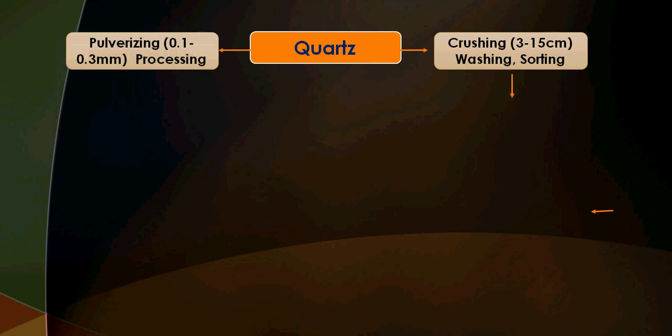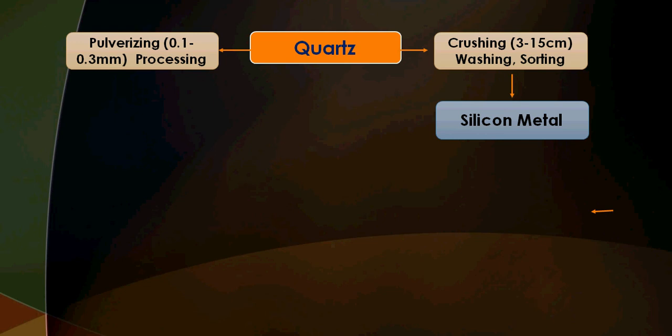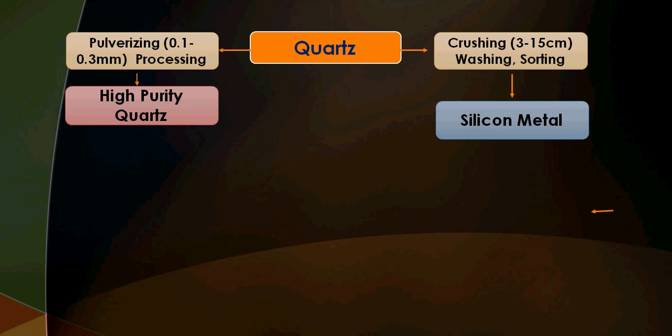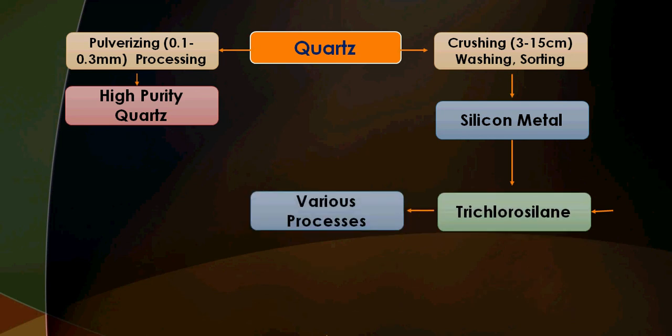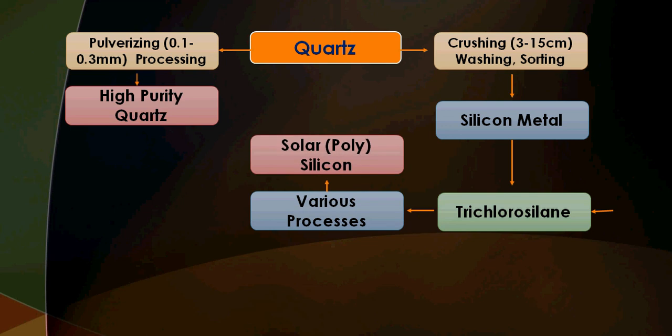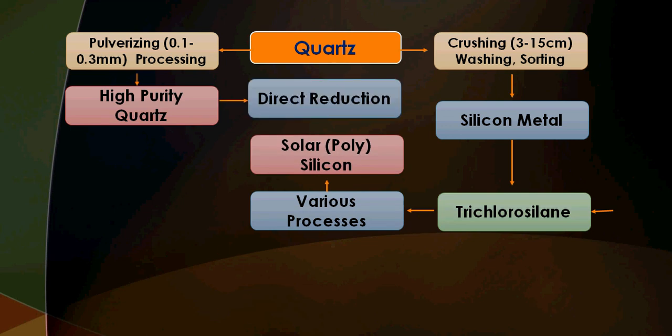Let's say I will go very briefly. We need quartz, crushing of quartz to 3 to 15 centimeters, washing and sorting, then we have silicon metal. On the other hand, we produce high purity quartz. So what I want to show you is that these two industries are very well integrated. Silicon metal is converted into trichlorosilane through various processes, and then we produce solar polysilicon. On the other hand, high purity quartz produces directly.